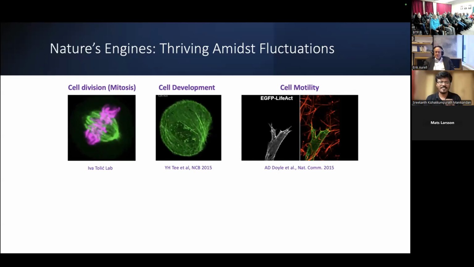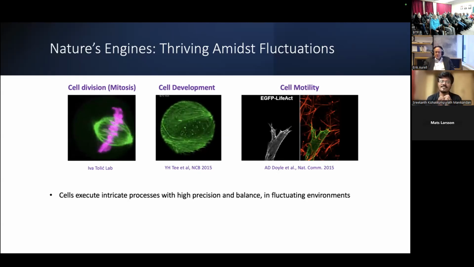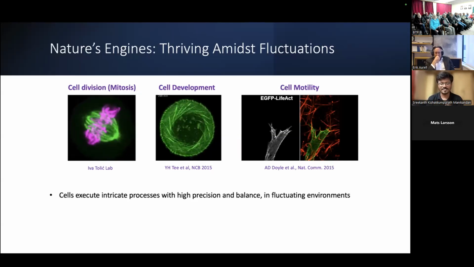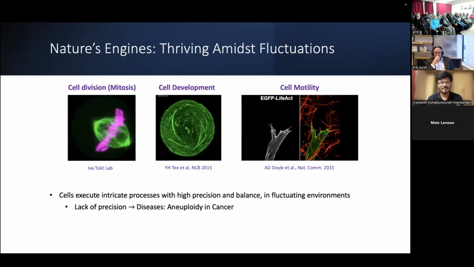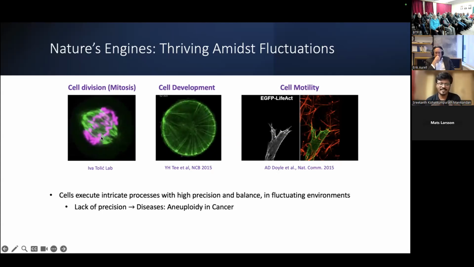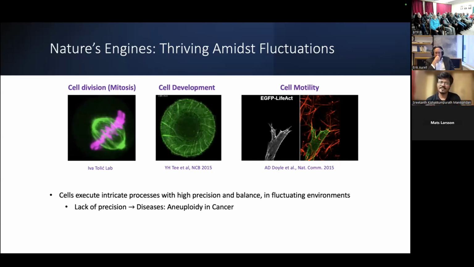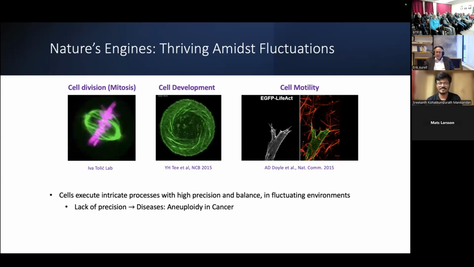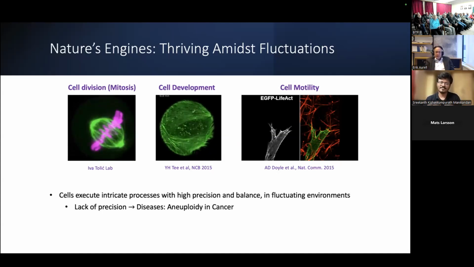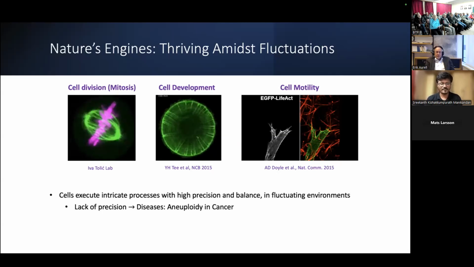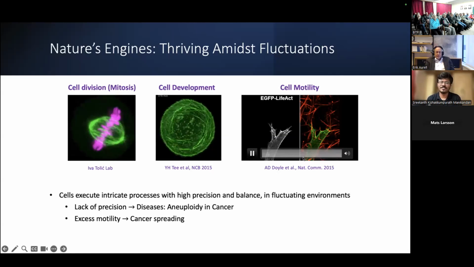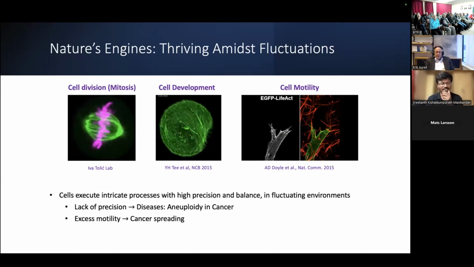Now these processes, cells execute them with high precision and balance in fluctuating environments. Once in a while, this precision is lost. So, for example, if the cell division doesn't occur correctly and the genome is not equally separated into the daughter cells, then you have cancerous conditions. One of these conditions is called aneuploidy, when a certain daughter cell gets more genetic material as compared to the other. Or if a cell is moving around much more than it's supposed to, that also leads to spreading of cancer, and so on.